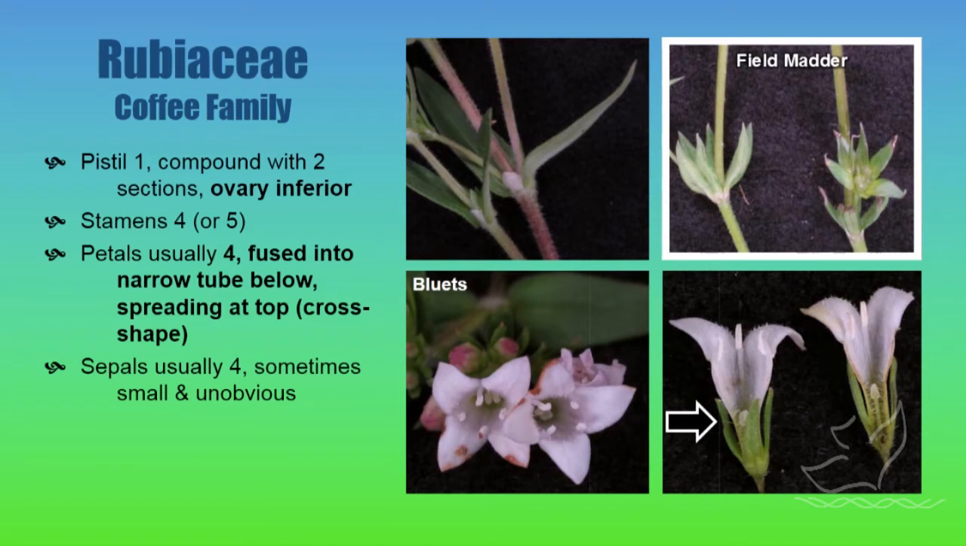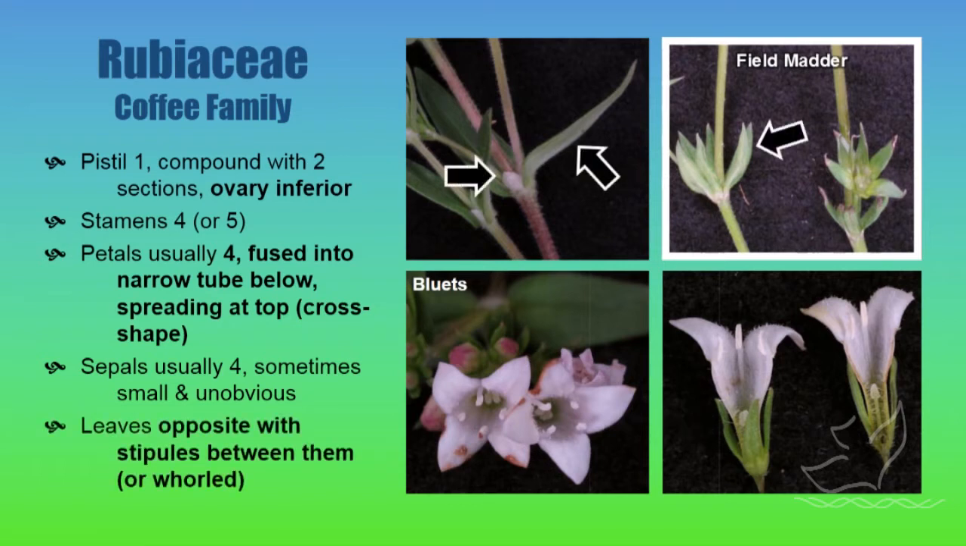Sepals are usually 4. They are sometimes small and not very obvious. Leaves are opposite, but the thing that's unusual about the leaves of Rubiaceae is that they have stipules, but the stipules from the leaves on the opposite side of the stem are fused together to make a single stipule on that side of the stem. And then the stipules on the other side of the stem are also fused to make a single stipule on that side of the stem. So you would expect to find 2 leaves and then 2 stipules.